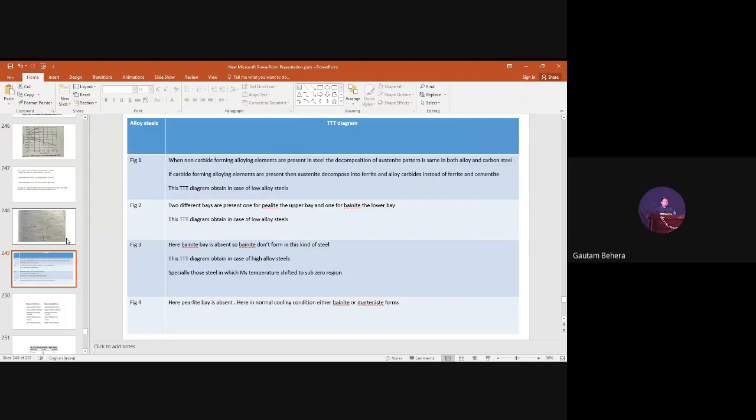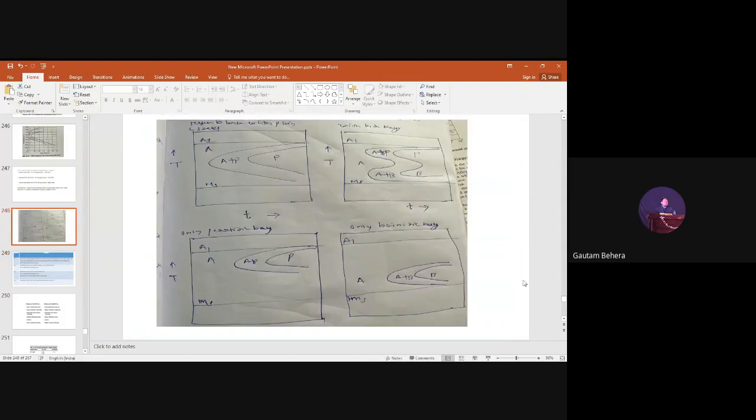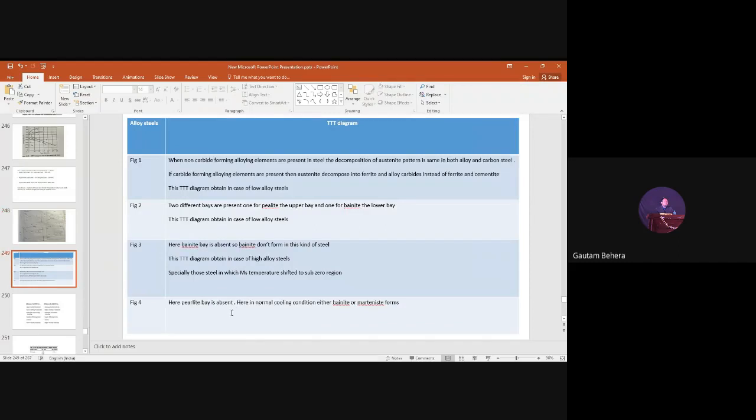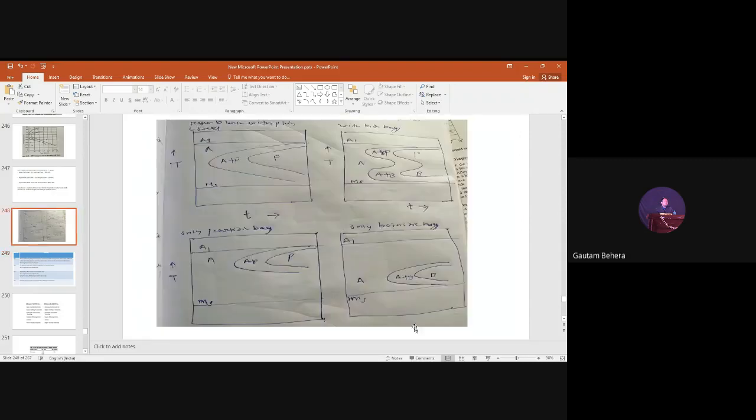Figure 4. So figure 4 is this one where we have only a bainitic bay, and the pearlitic bay is absent. Here in normal cooling conditions, either bainite or martensite forms. As I told, in this condition, either bainite will form or martensite will form upon cooling.